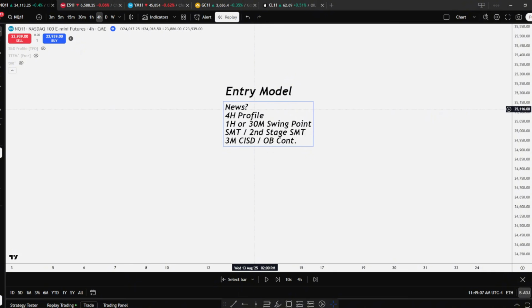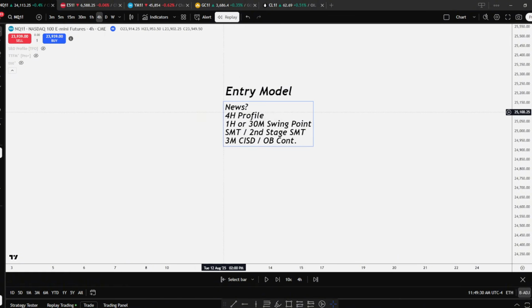Okay, so going over the first one, is there news? Before any day, you want to understand, is there high impact news at 8:30, 10 a.m.? Sometimes there's 9:45 news. So you always want to understand, is there news today? And if there is, what you're going to do. And if you don't understand how to trade with news, go watch one of the episodes before.